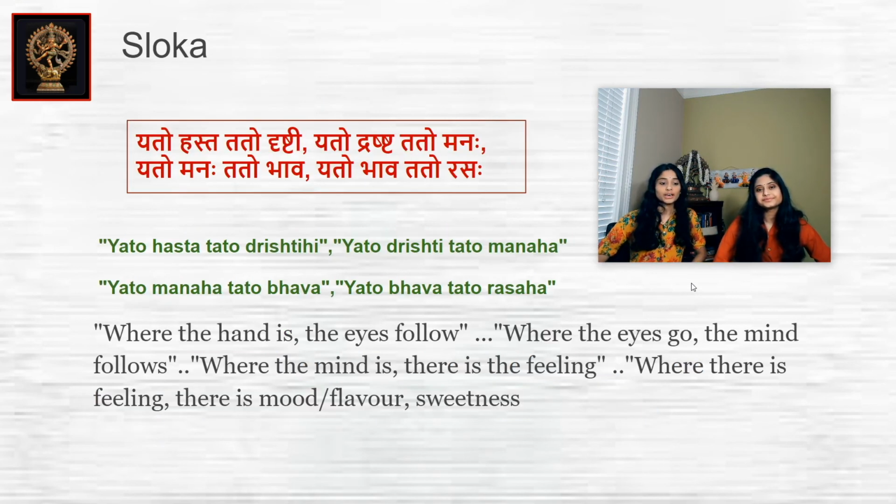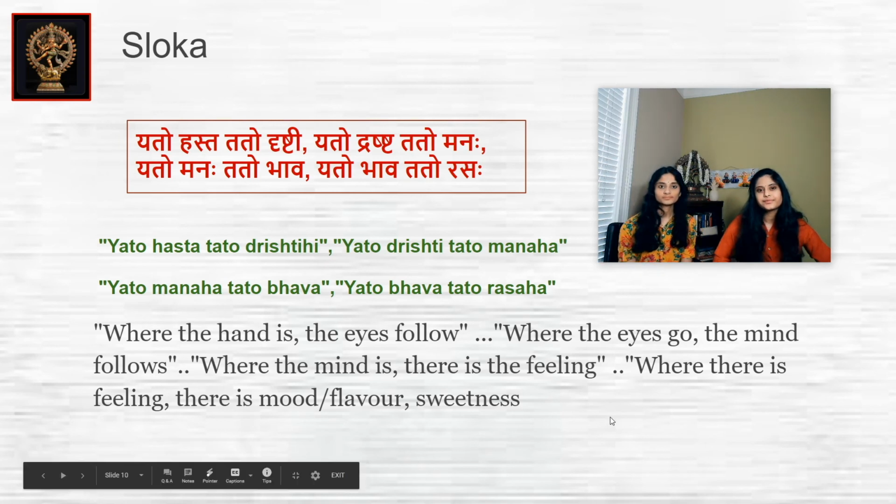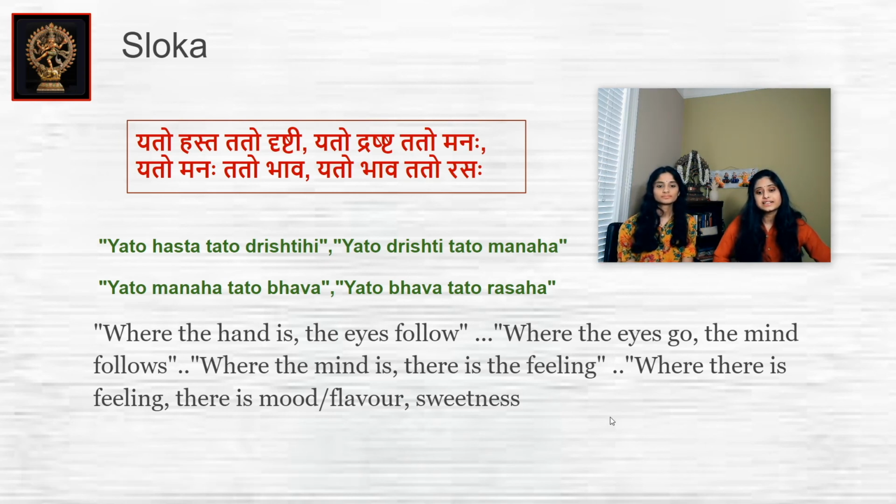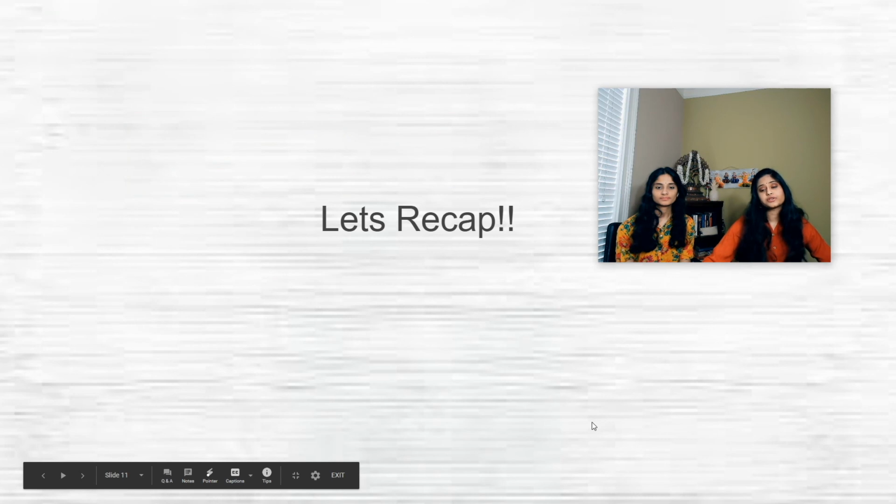So this is a sloka, and it's yato hasta tato drishti tato manaha tato bhava tato rasa. And it means where the hand is, the eyes follow. Where the eyes go, the mind follows. Where the mind is, there's a feeling. Where there is feeling, there's mood and sweetness. And we'll make sure to keep putting slokas in, because slokas are an important thing to remember.